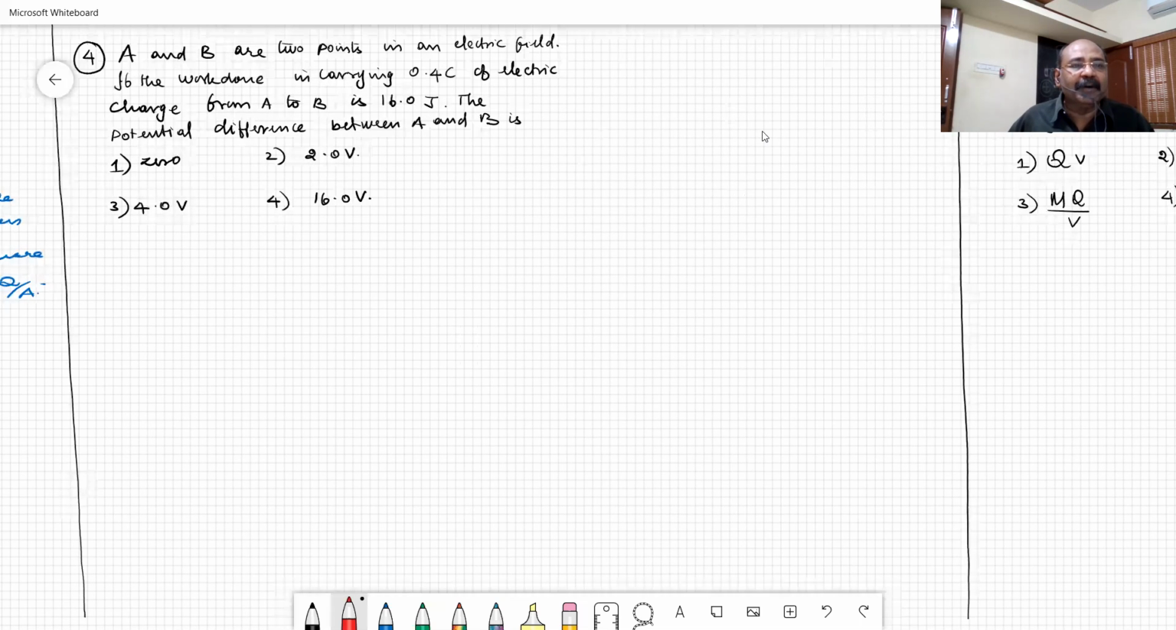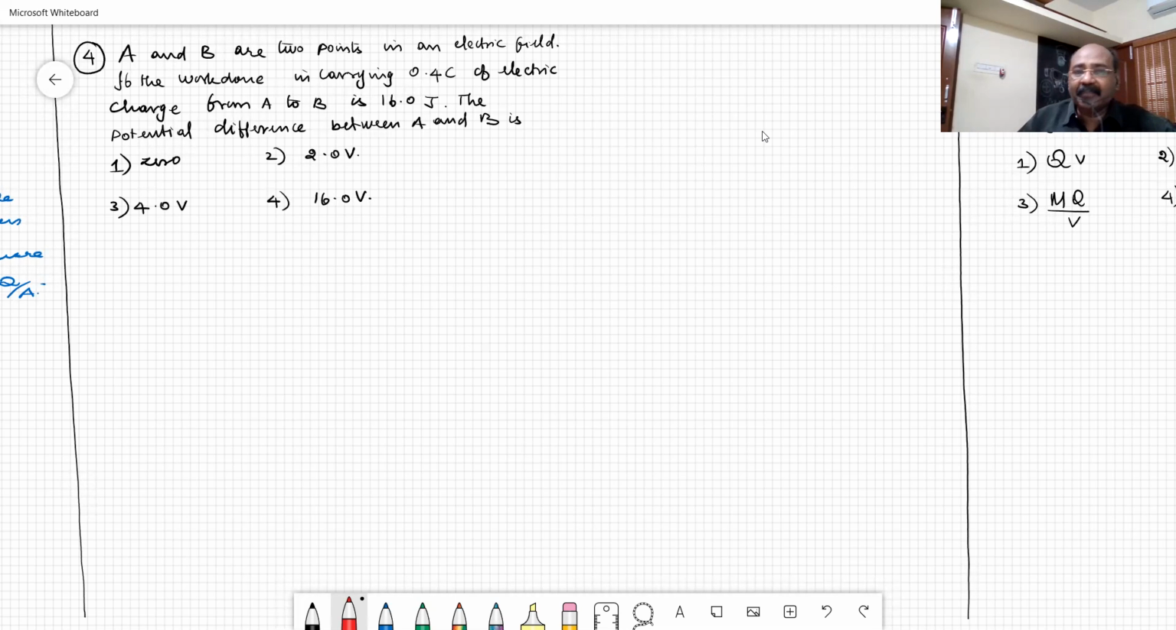That is problem number 4. A and B are two points in an electric field. If the work done in carrying 0.4 coulomb of electric charge from point A to point B is 16 joule, then you are asked to calculate the potential difference between A and B.